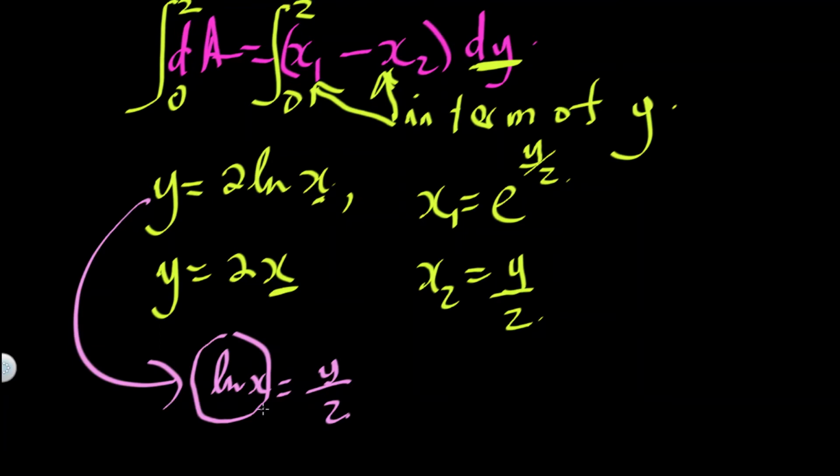We use e, the base e, as our base, because ln is logarithm to base e. So if we take e to the power ln x, we get x, and here we get e to the power y over 2. This is where I got this. All right, now we have that.